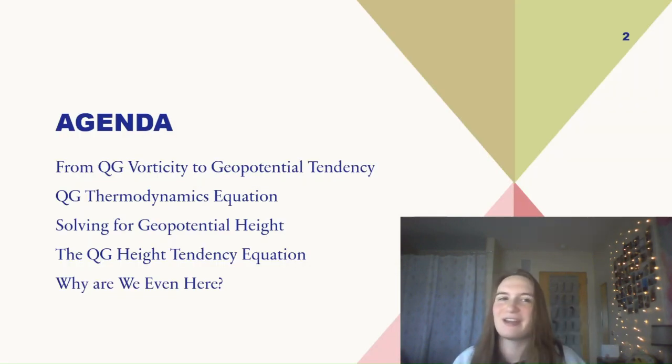Here's our agenda again. Remember the purpose of that. We're going to talk about QG vorticity first. How do we get from QG vorticity, there's a reason we did that one first, to geopotential tendency. Then we need the QG thermodynamics equation. We already went through that in the vorticity, but I'll do it again. We'll solve for geopotential height. Then we'll get to the height tendency equation, and we can talk about the different terms. And then we'll talk, why are we even here? Why are we here? I don't know, man. I guess we'll have to figure it out.